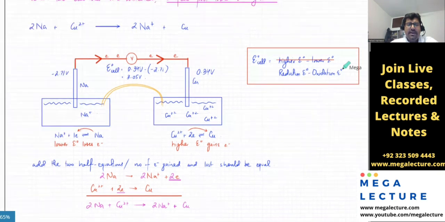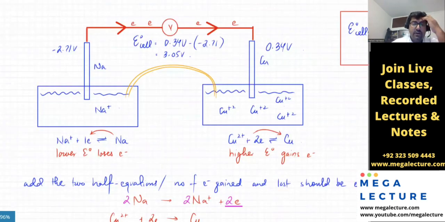So listen to this carefully. There's going to be a potential difference that's going to exist between the two electrodes. In this case, it's 3.05 volts. This is 0.34, this is minus 2.71. So the difference is 3.05 volts. So what does that tell you?